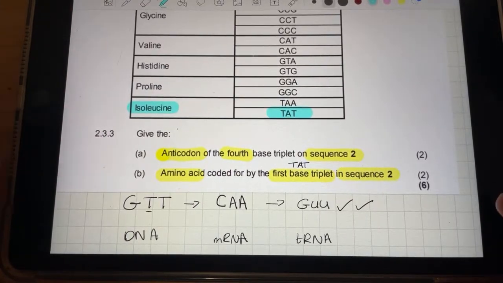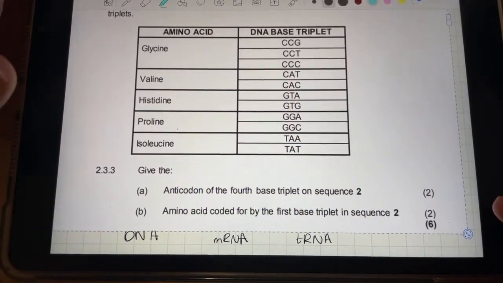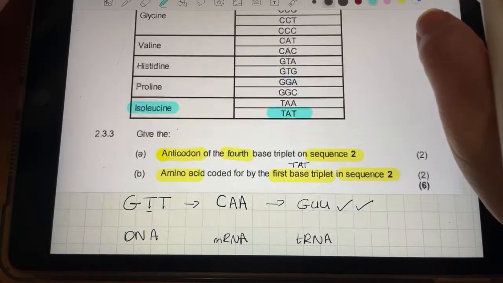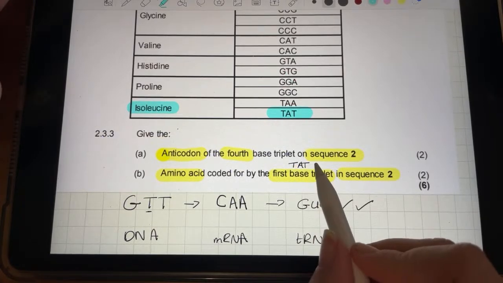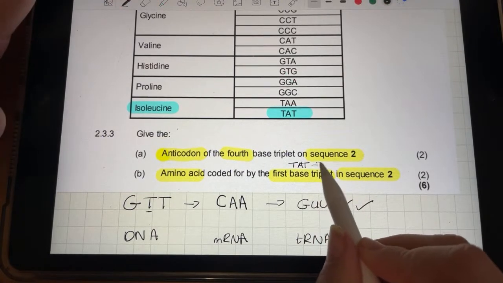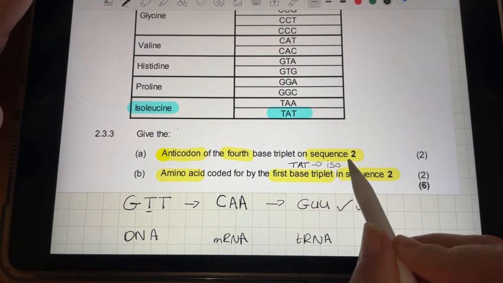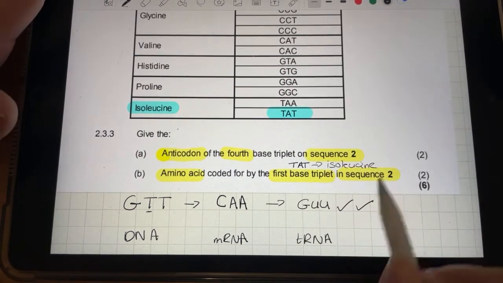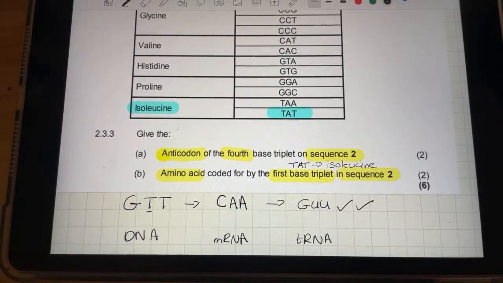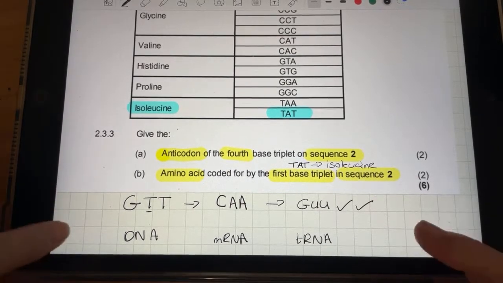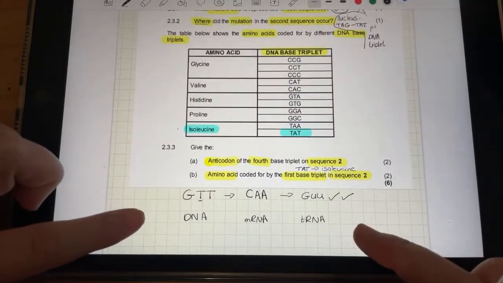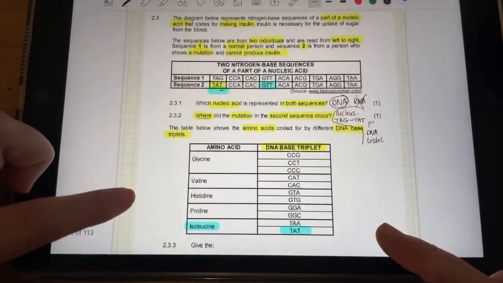And what I would do for that is I would make sure that you write out TAT and then you write isoleucine to get 2 out of 2. I would write it like that. And again, that secures your marks, and so you don't have to panic that you're going to miss out on anything. Now, this is a nice, simple DNA question, so it's not too challenging.